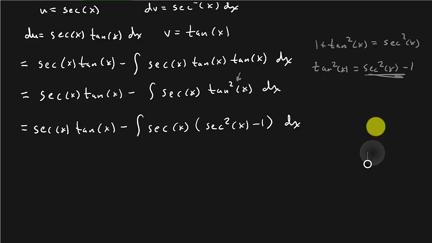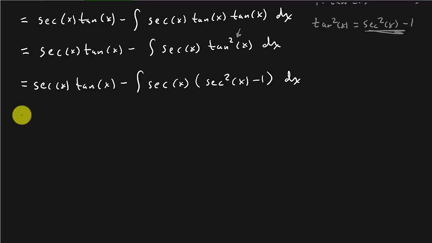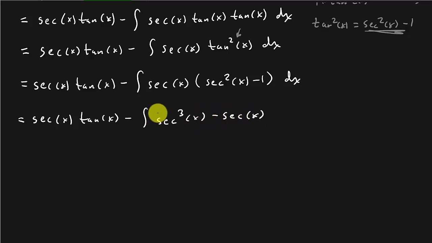All right, so let's see, we're getting there. So this is secant x tangent x minus the integral of secant cubed x minus secant x dx. All right, so it kind of looks like we didn't make any progress because we got secant cubed right here again.